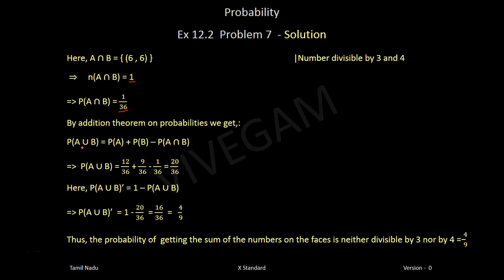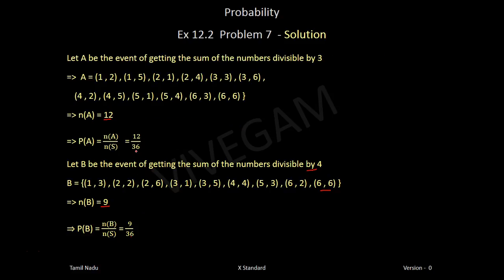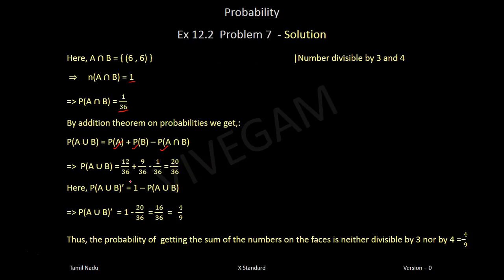Now you can calculate probability of A union B. That is probability of A plus probability of B minus probability of A intersection B. This we know, this we know, this we know. Substitute all these values. Probability of A, we calculated it to be 12 by 36. Probability of B is 9 by 36. And probability of A intersection B is 1 by 36. So it will become 12 plus 9, 21, 21 minus 1, 20 by 36.